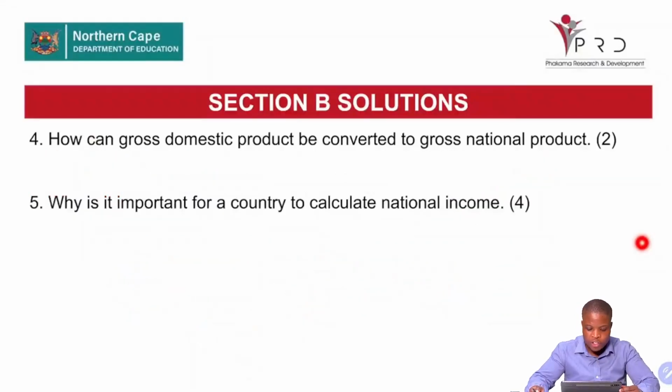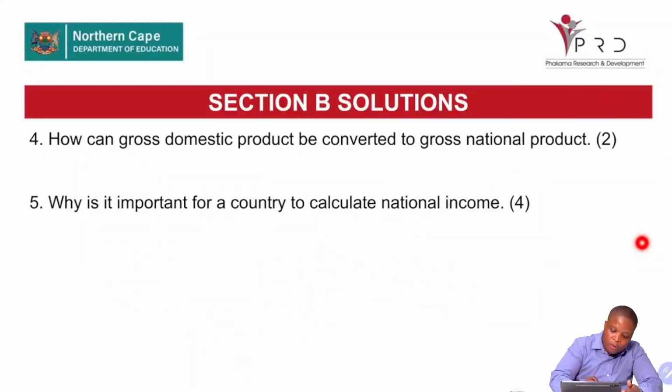How can GDP be converted to GNP? Remember, GDP in South Africa will always be higher than GNP, right? GDP is the total production in a country within a year. GNP only calculates for permanent residents, so the production, income and expenditure only of the permanent residents. If you are not a permanent resident, you are not calculated under GNP. You are calculated only on GDP.